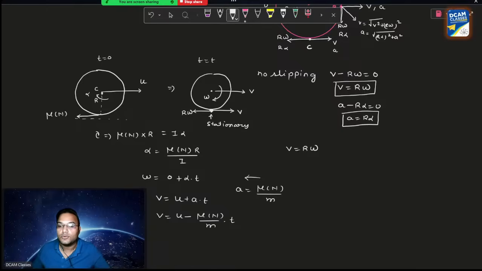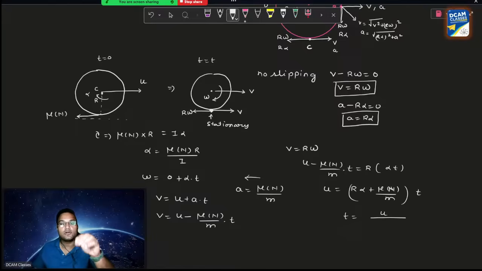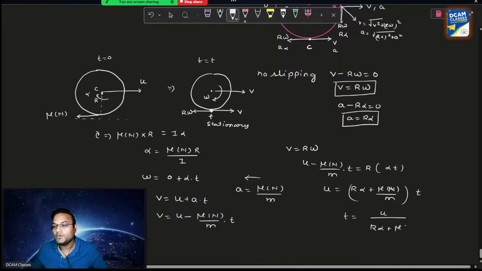So how do you do the calculation? v, u minus mu into normal reaction by m into t, is equal to r into alpha t. You'll calculate the time. u is equal to r alpha plus mu into normal reaction by m, into t. So you have actually calculated the time after which it will start to roll without slipping: t equals u divided by r alpha plus mu into normal reaction by m.